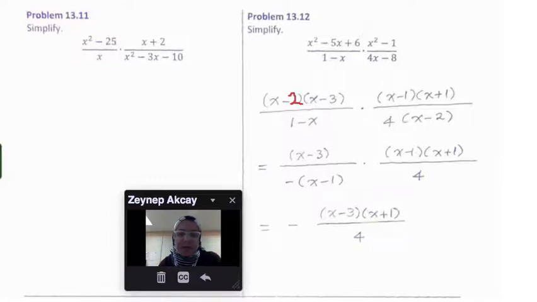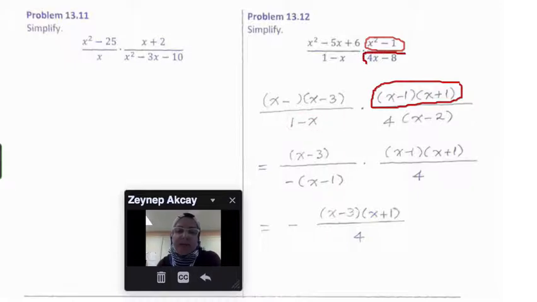And the first denominator will stay as 1 minus x for now. It's prime, we can't factor it anymore. So let's look at the second numerator, x squared minus 1. This is the difference of squares and can be factored as x minus 1 times x plus 1. And the second denominator has a greatest common factor of 4. That can be factored as 4 times x minus 2.